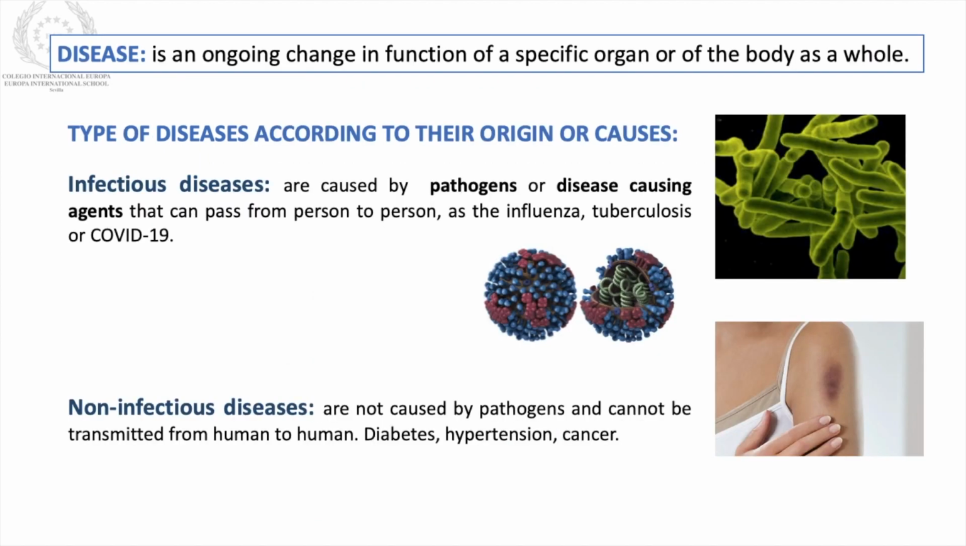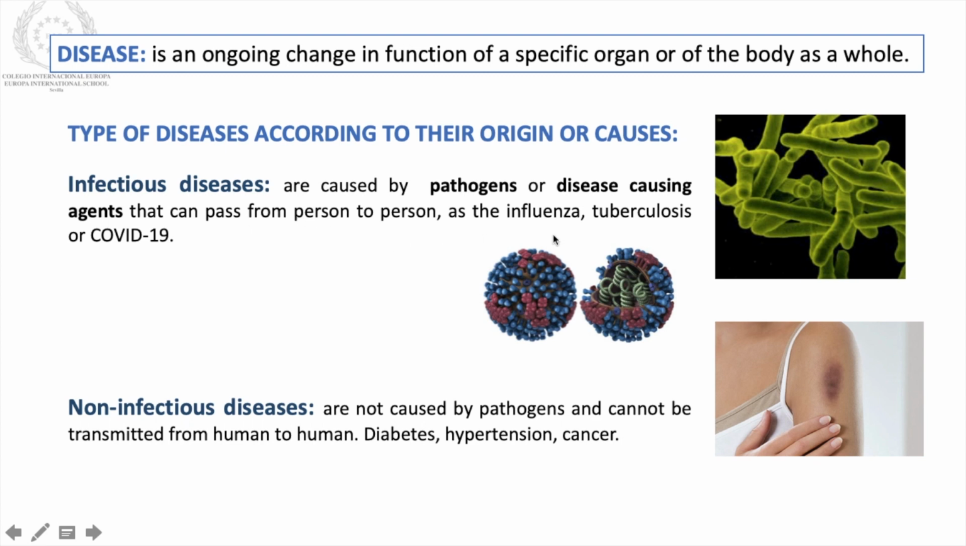Okay? Now we're going to study the types of diseases according to the origin or the cause. We have infectious diseases and non-infectious diseases. Infectious diseases are caused by pathogens. Okay? The pathogens, or disease-causing agents, can pass from one person to another one. We can transmit the pathogen to each other.